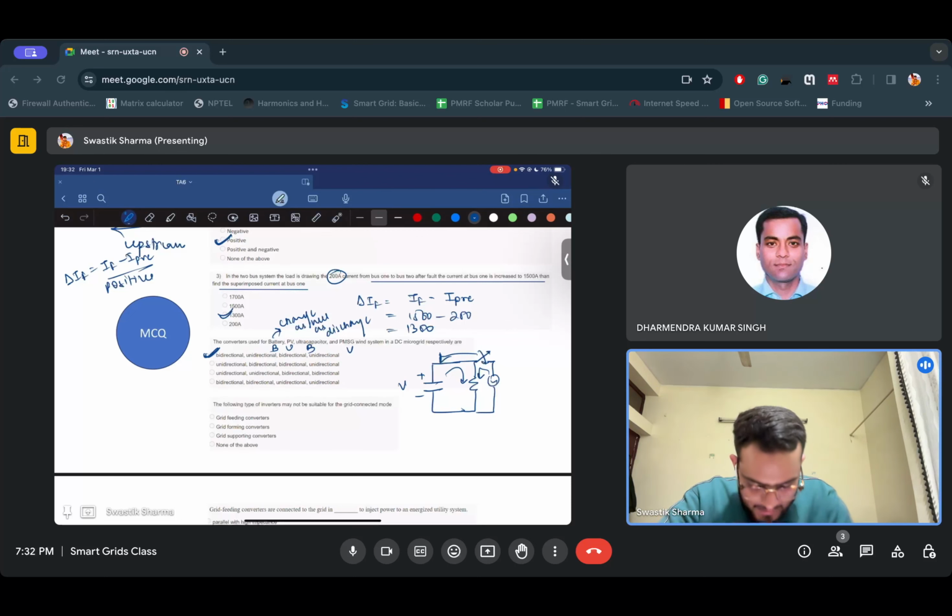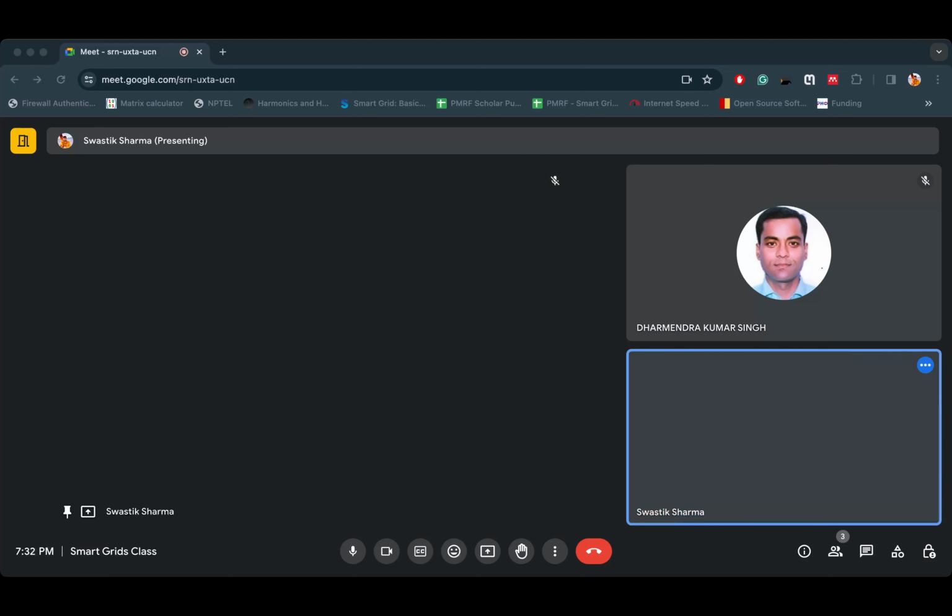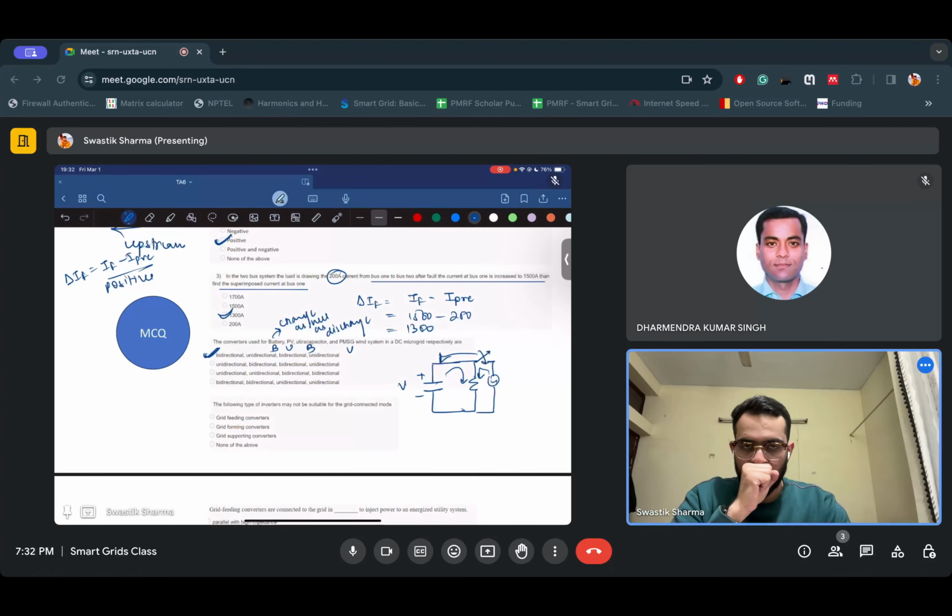Okay. Last question. The following type of inverters may not be suitable for the grid connected mode. Can you tell me which one? Okay, let me tell you.